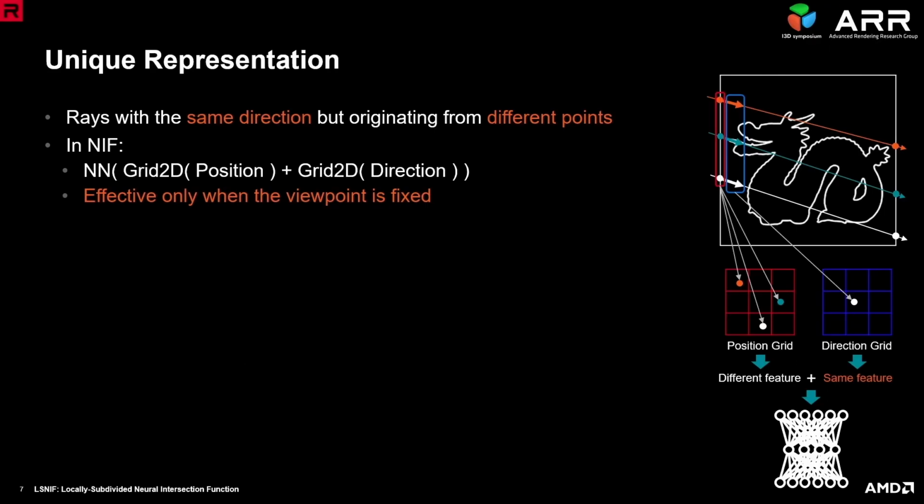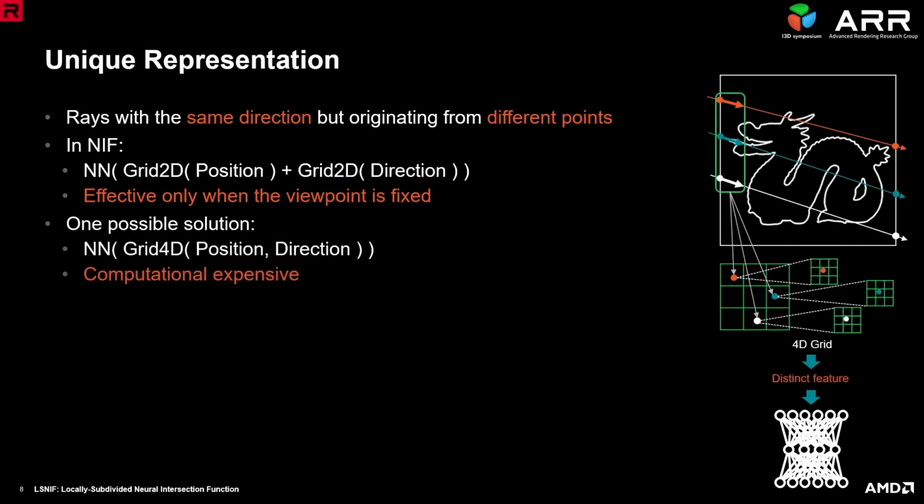If the viewpoint is fixed, the variation of the output signals that the MLP needs to reconstruct is kind of limited, so this approach is still effective. However, this leads to another drawback of not supporting any dynamic content, like a viewpoint change, which requires retraining of the model. One straightforward solution is to use a 4D grid to encode each pair of position and direction at the same time. Then we can distinguish all these rays properly, but it's computationally very expensive and very memory intensive, making it impractical for real-time applications.